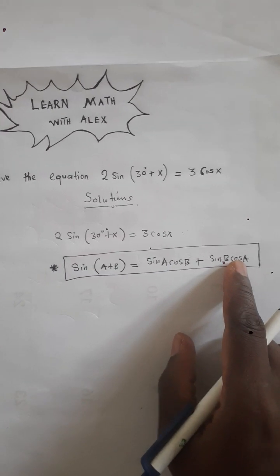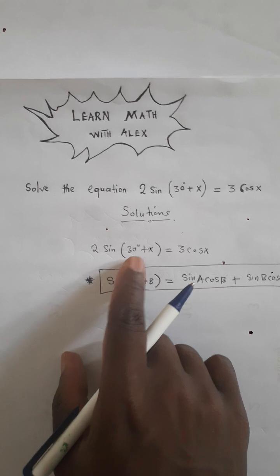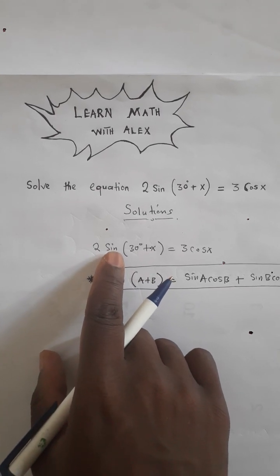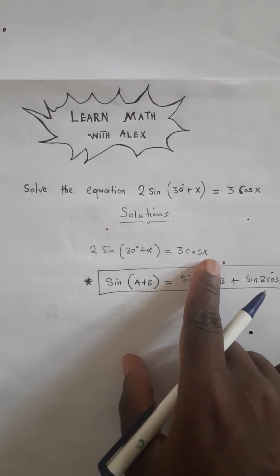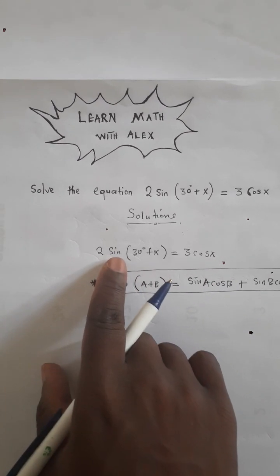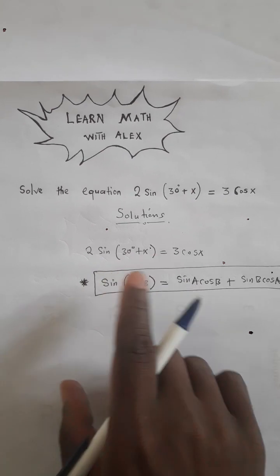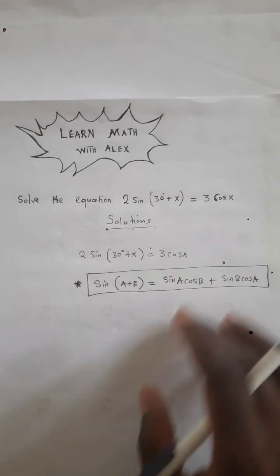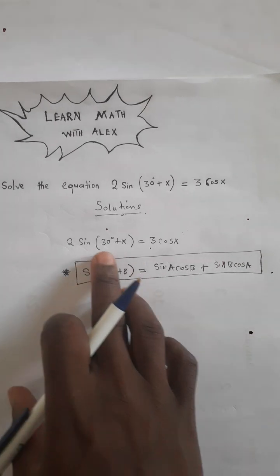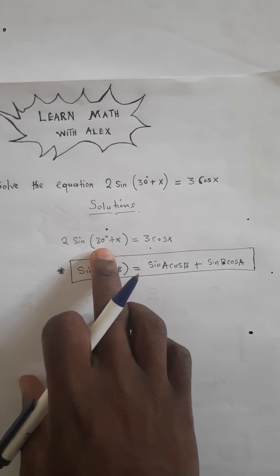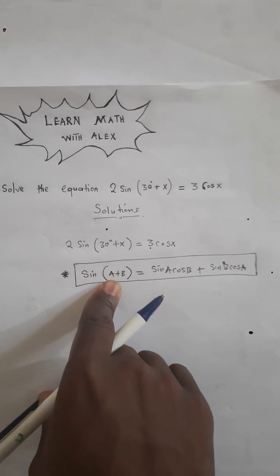So the question is, why are we doing this? Because it's very difficult to solve for x when you have two different ratios like this: we have cos x, then here we have sine of 30 plus x. It's a bit tricky, so we can't just start solving. We need to find a way of expanding this, and the only way is by applying this formula.